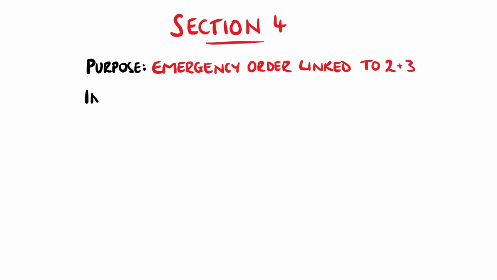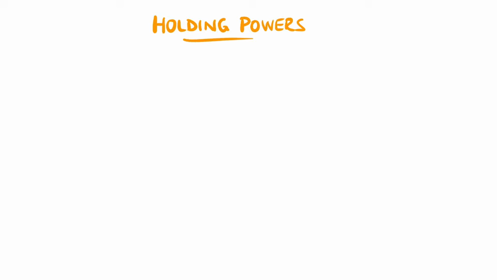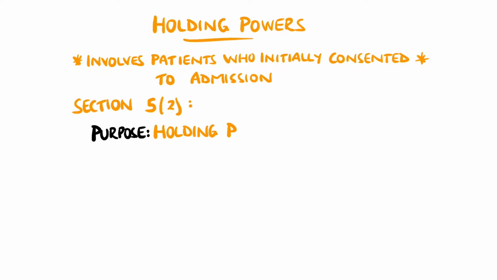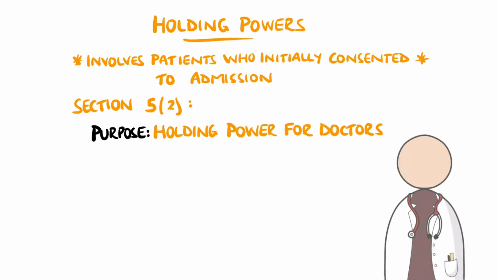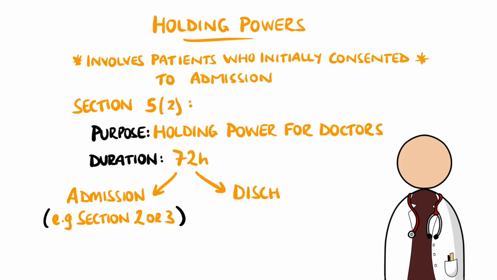It is an emergency order that can be implemented when only an approved mental health professional and single doctor are available. We then have holding powers sections, involved in detaining patients who initially consented to admission, but have since decided they wish to leave. Section 5(2) is the holding power for doctors, which lasts 72 hours, during which another review should be carried out, which may result in sectioning via Section 2 or 3, or in discharge.